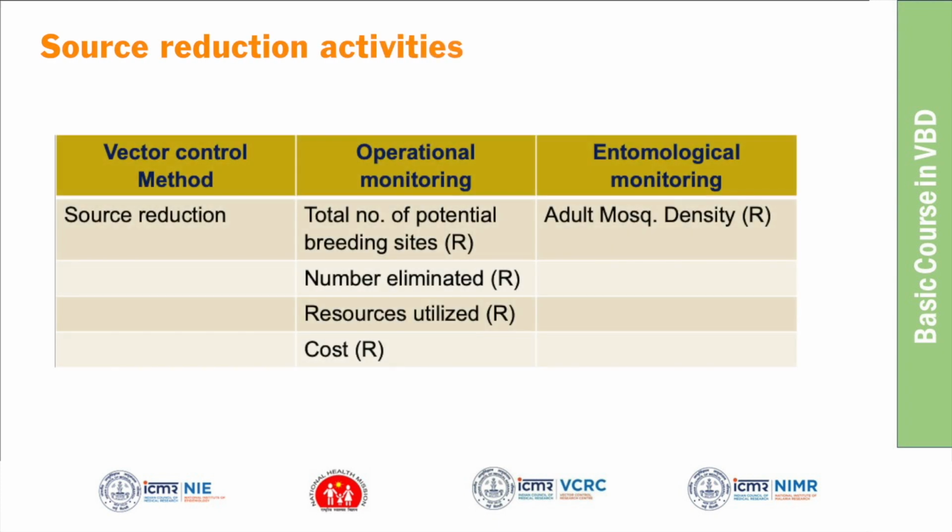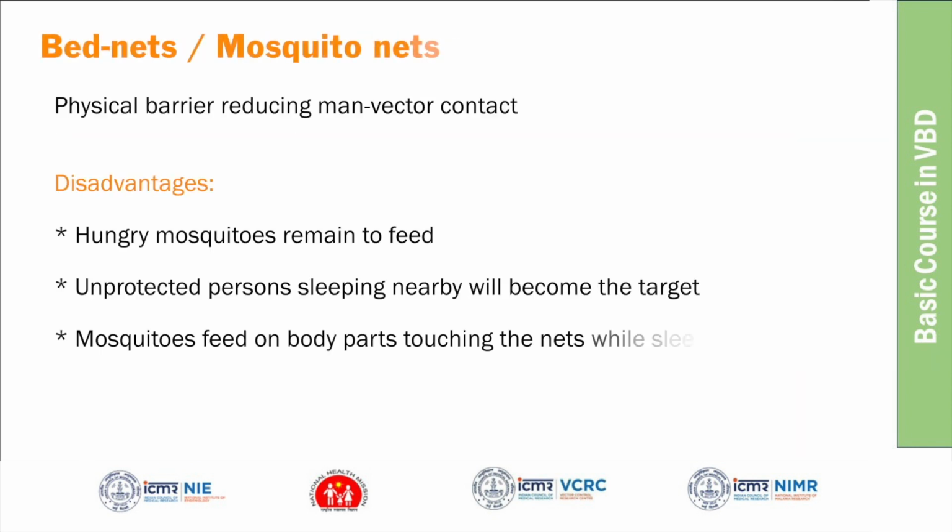So for source reduction activities, what are the operational indices? You have the total number of potential breeding sites, the number reduced, the number eliminated. That is very important. Resources utilized, cost involved. Ultimately, after reducing, eliminating, and undertaking the source reduction, you will expect a reduction in the adult mosquito density.